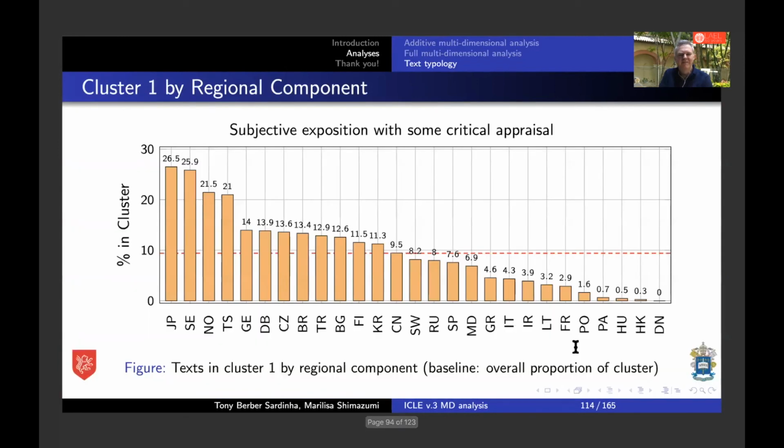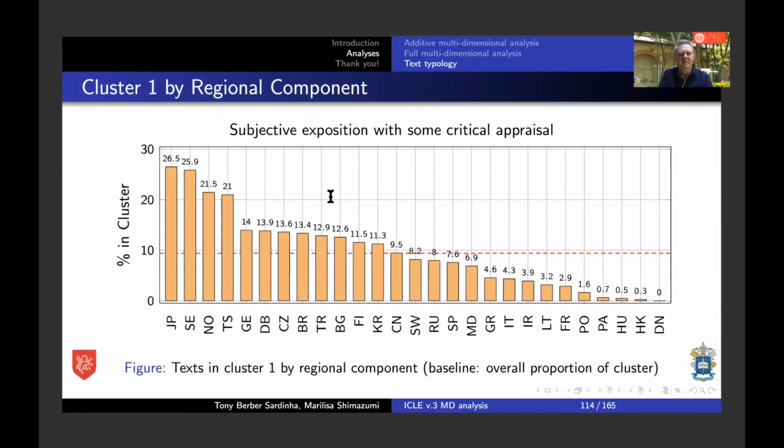All right, here we go. So cluster 1, all right, subjective exposition. Yeah, it's preferred by the Japanese. So most of the texts in this text type are from the Japanese subcorpus, also from the Serbian one, and Norway and Botswana. That's interesting. I would never predict that.